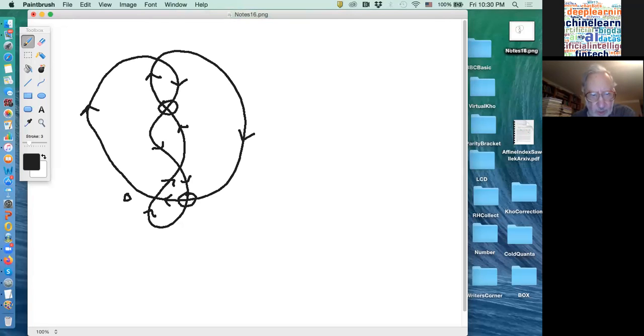Let's do weights for this. 0, minus 1, minus 2, minus 3, minus 2, minus 1, and 0. We're done. And let's call this crossing A, and this crossing B, and this crossing C.